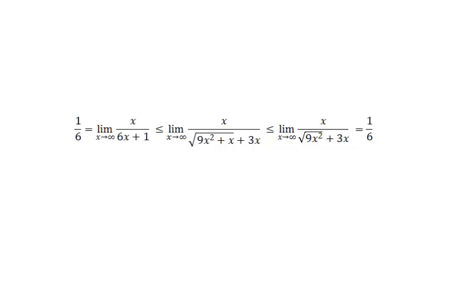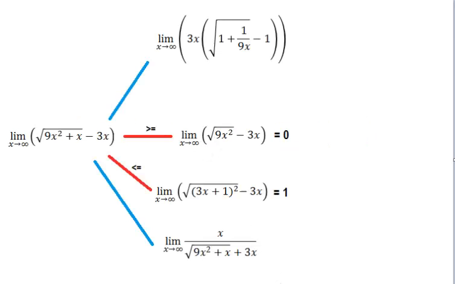This is an example of the squeeze theorem. We get 1/6 for the lower limit, 1/6 for the upper limit, and so the limit of that as x goes to infinity must be 1/6. So it turned out that these two approximations were useful after all, but only after we had converted the problem into a fraction with the top and the bottom going to infinity.